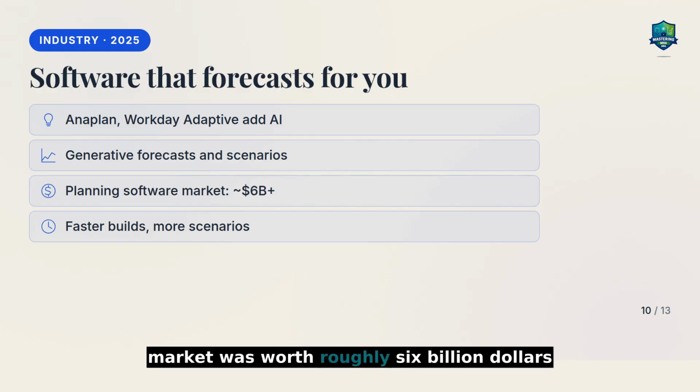That market was worth roughly $6 billion in 2024 and is projected to more than double over the coming decade. For the steps we just walked through, this means the sales forecast, the production plan, and the sensitivity analysis can be generated and regenerated in minutes rather than weeks. The accountant's role shifts from building the model by hand to judging whether the machine's answer makes sense.